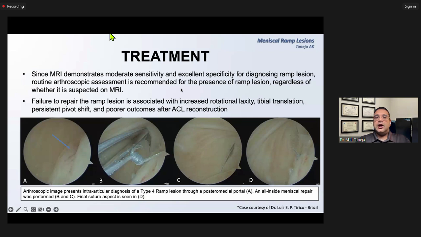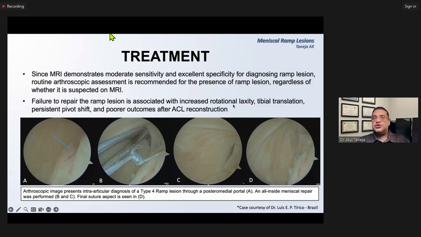Since MRI demonstrates moderate to high sensitivity and specificity for ramp lesions, routine arthroscopic assessment is recommended if there is a suspicion. They need to look themselves. Not only do we need to increase the awareness and the suspicion for that, but also let the orthopedic surgeon know.